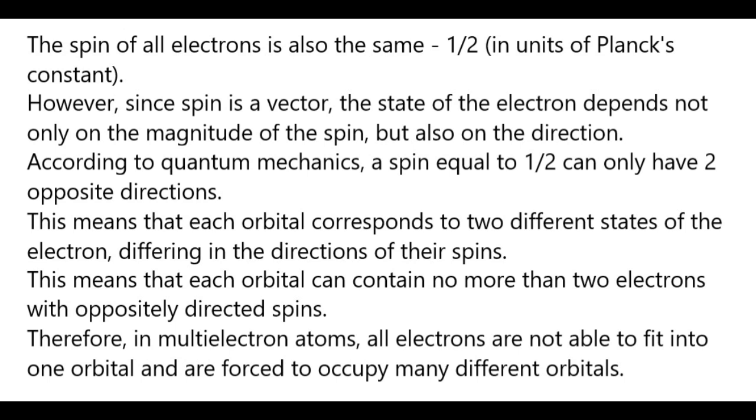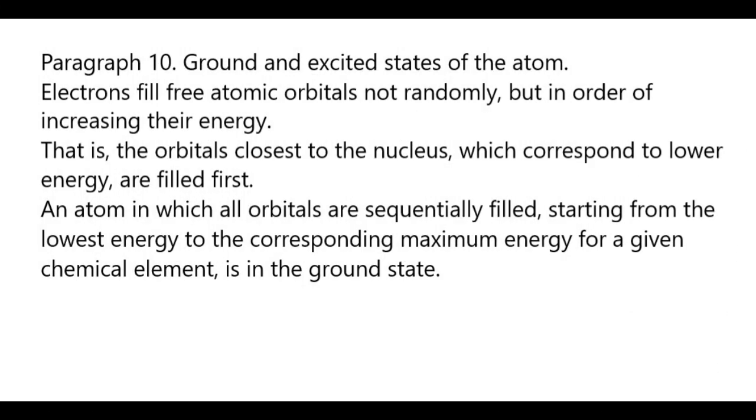However, since spin is a vector, the state of the electron depends not only on the magnitude of the spin, but also on the direction. According to quantum mechanics, a spin equal to a half can only have two opposite directions. This means that each orbital corresponds to two different states of the electron, differing in the directions of their spins. This means that each orbital can contain no more than two electrons with oppositely directed spins. Therefore, in multi-electron atoms, all electrons are not able to fit into one orbital and are forced to occupy many different orbitals.